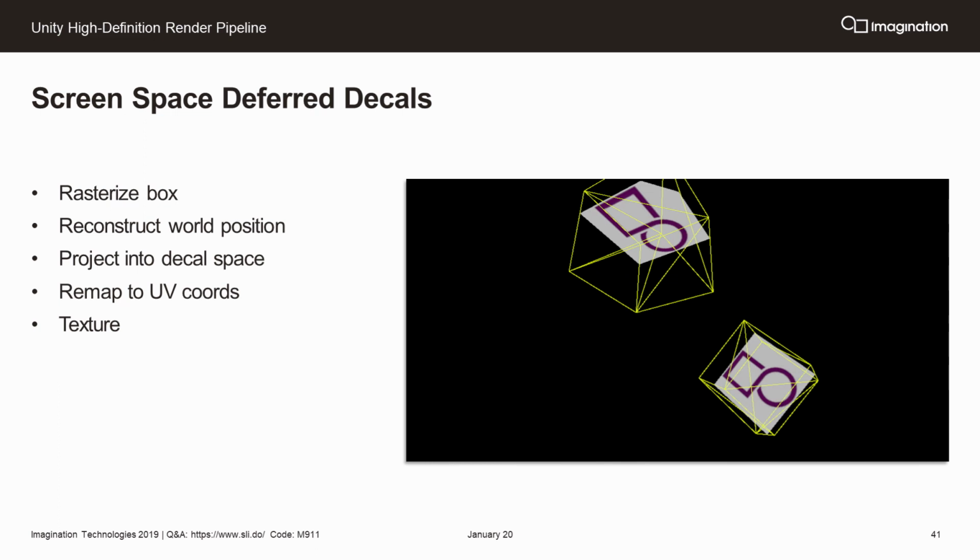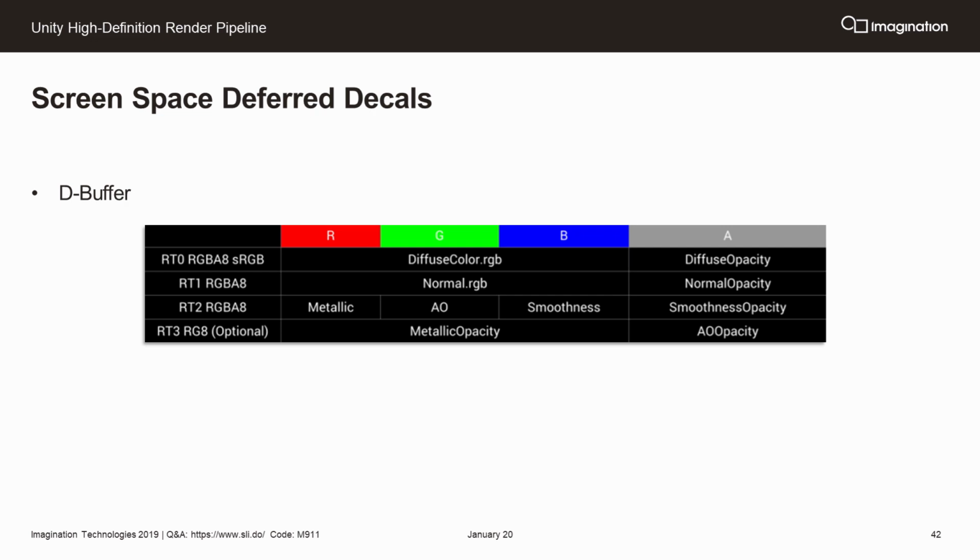It starts off by rasterizing a box that represents the decal projective bounding volume. Then in the pixel shader, they reconstruct the world space position at this point and project it into decal space. If it is beyond the normalized device coordinate range, you discard it. If not, it will be remapped to the UV range and sample the decal texture. Now, the properties of these decals are applied into a decal-specific G buffer called a D buffer, or decal buffer. These can then be composited onto the G buffer.